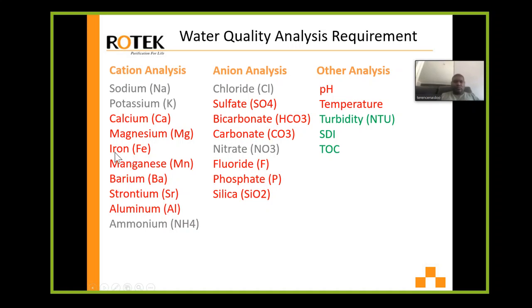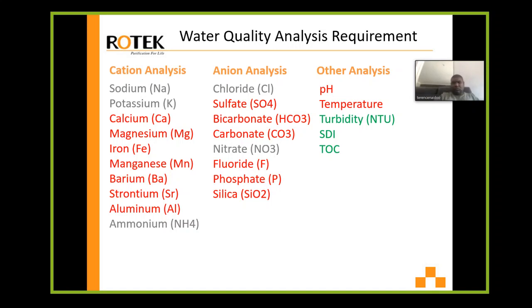Iron is something no antiscalant is able to solve. The feed iron level to the membrane should be below 0.1 ppm. Even 0.2 ppm can block the membrane. Okay? But with antiscalant, the maximum allowance is 1 ppm.